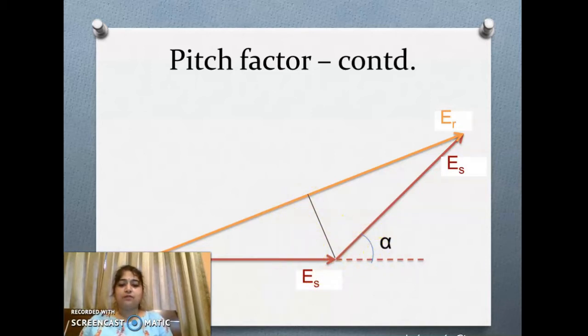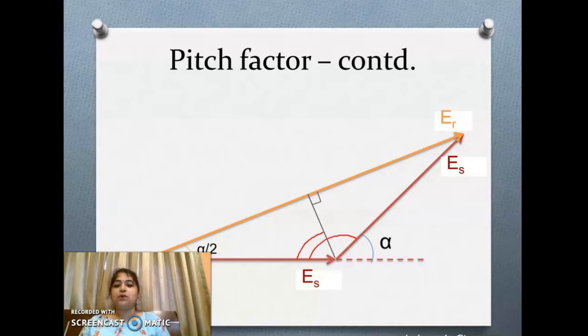So if this is alpha, then can I say this is 180 minus alpha? Yes, I can say this is 180 minus alpha. And so can I say this is 90 minus alpha by 2? Yes. This is 90 minus alpha by 2. This is 90. By the theorem of triangle, we will get that this angle is nothing but alpha by 2. Right? This angle will be alpha by 2.